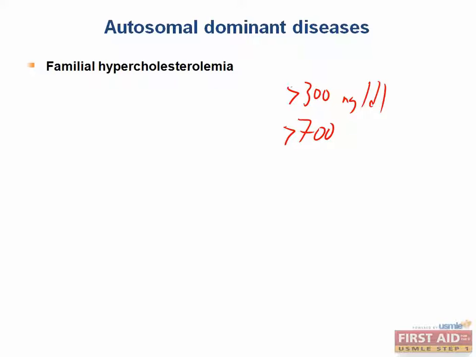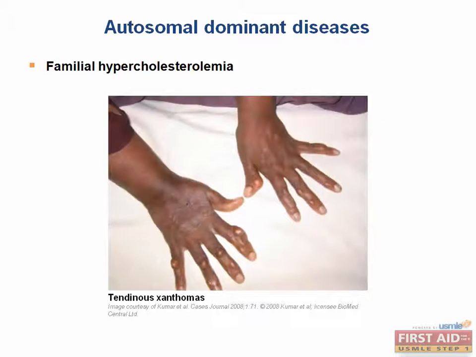This can cause severe atherosclerosis even at early ages, which can result in myocardial infarctions before the age of 20. Patients may also present with tendon xanthomas, which are deposits of lipids, which you can see on this image on the hand, although most commonly they're in the Achilles tendon.